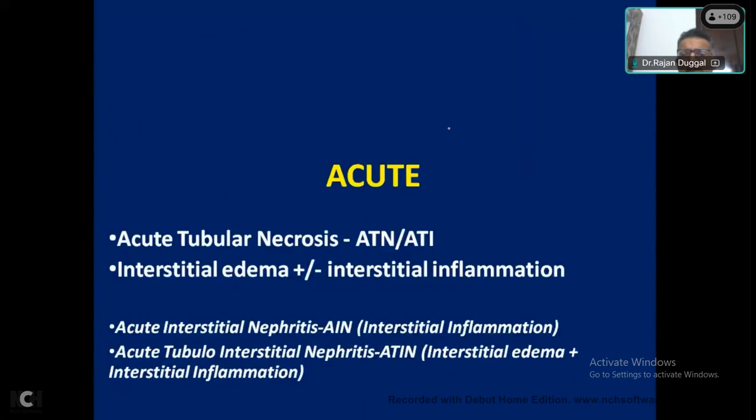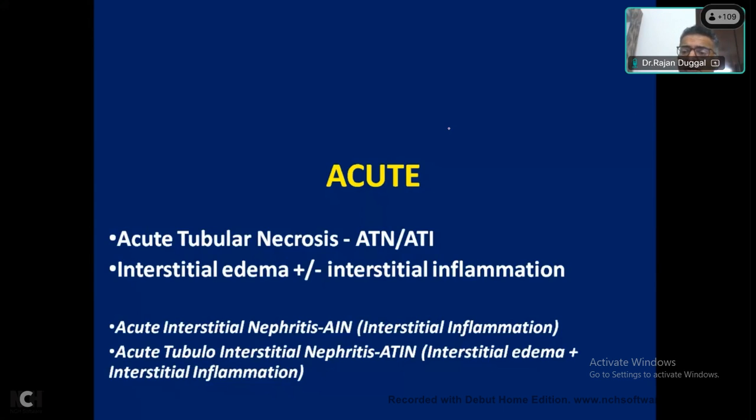So, okay. When we say it is acute and when we say chronic, sometimes we use the terminology acute tubular necrosis or acute tubular injury. So whenever there is acute injury in the tubules, we label it as acute tubular necrosis or acute tubular injury, which I have already shown. There will be dilatation of the tubules, there will be loss or disruption of the brush border. There will be interstitial edema plus or minus interstitial inflammation. So if you see interstitial edema, dilatation of the tubules, and loss of brush border, you label it as acute tubular necrosis or acute tubular injury.